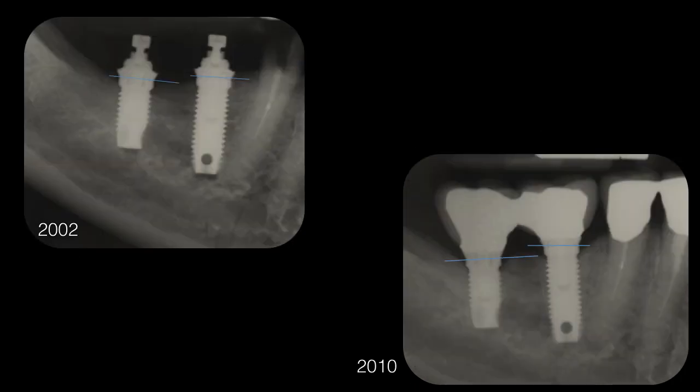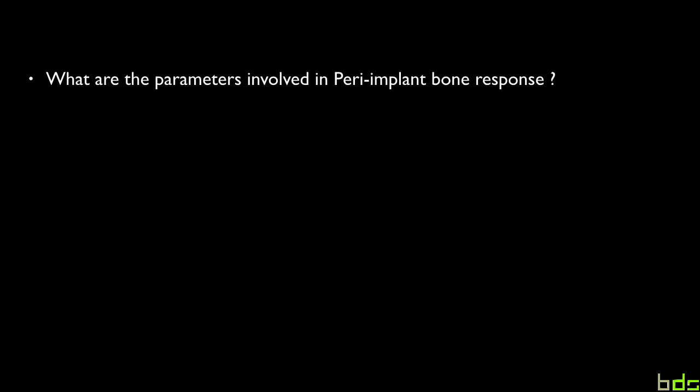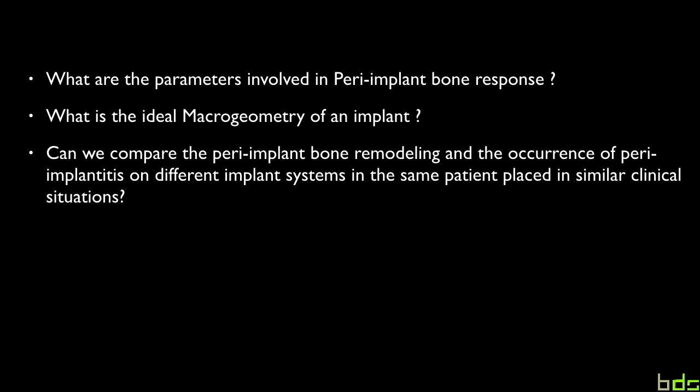2000, 2010. Now some may argue, oh, you have a dieback of the bone till the first thread. This might show. Obviously, let's see what kind of implication on the clinical level this has. So the question we ask ourselves, what are the parameters involved in peri-implant bone response? What is the ideal microgeometry of an implant? Can we compare peri-implant bone remodeling and the occurrence of peri-implantitis on different implant systems?